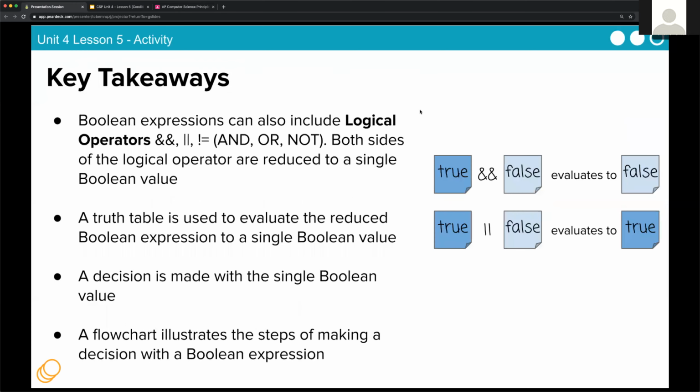And then last, Boolean expressions can also include these logical operators: and, or, and not. Both sides have to be reduced to a single Boolean value in order to evaluate the compound expression. Truth values: make sure you really understand the truth tables for each of these operators. Again, I'll be posting this video after class, so you can go back and see those. And a decision is made with a single Boolean value of true or false. And then we looked at flowcharts today. So flowcharts illustrate the steps of making a decision with a Boolean expression.